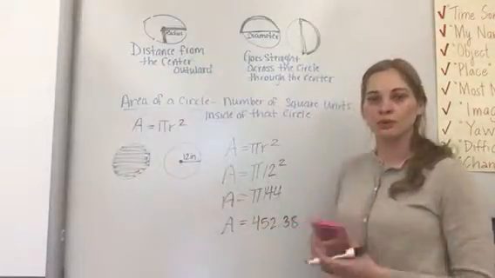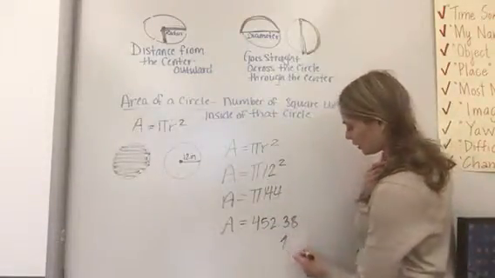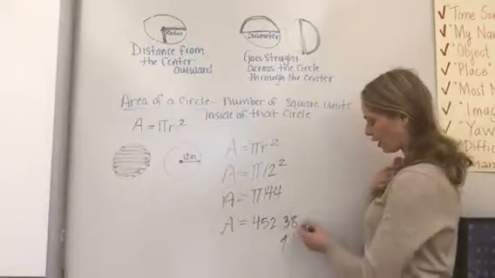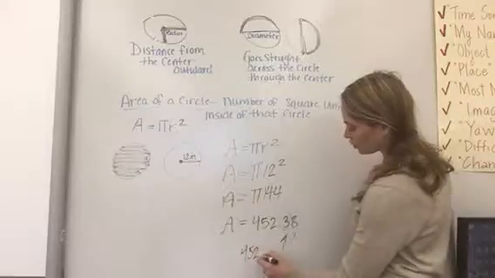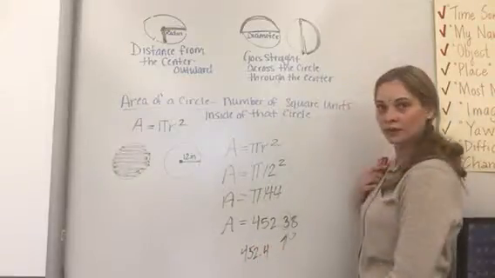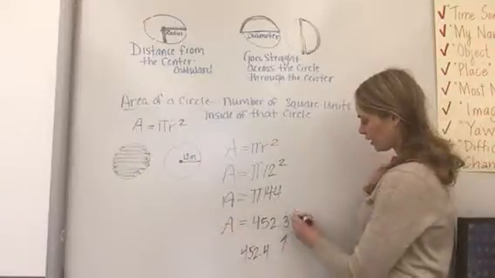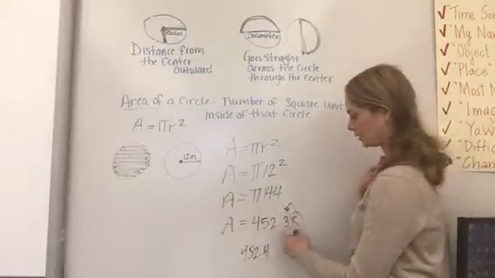Now generally when we're talking about area, we're rounding to the nearest tenth. So I'll look at this number here. Because the number in my tenths place is followed by 8, I will be rounding my answer to 452.4. The reason I rounded up is because this number here, 8, is greater than 5, which will impact the number in my tenths place.